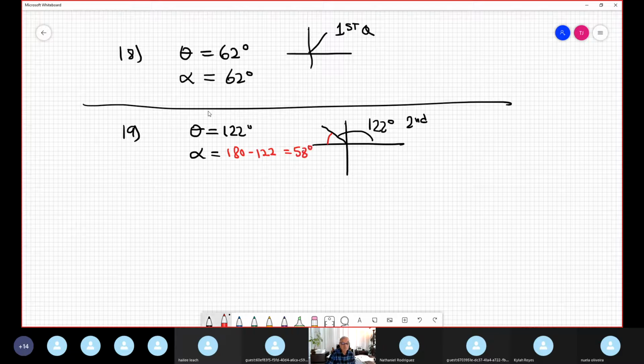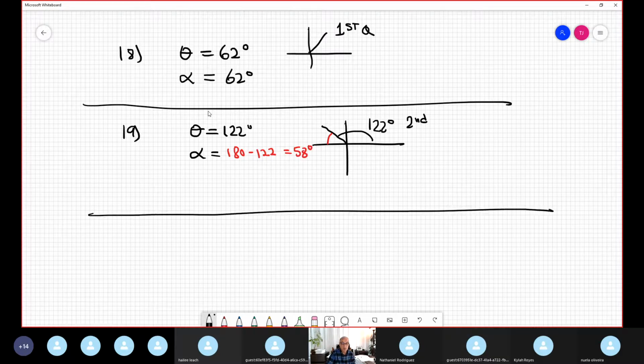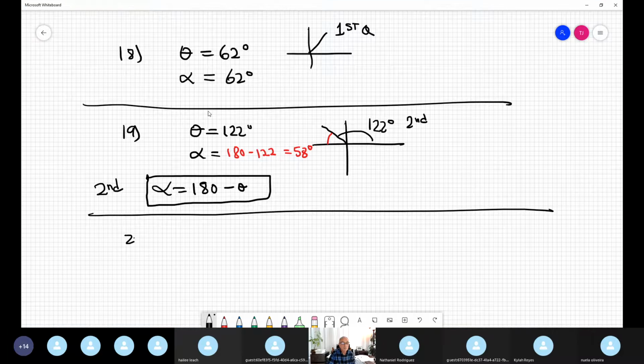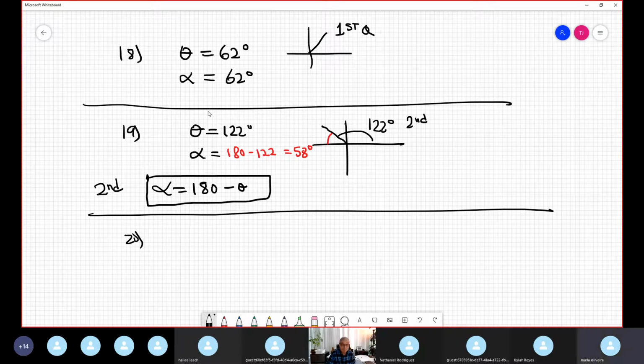Okay? You want the formula? Okay. The formula in the second quadrant is 180 minus theta. Es the formula for finding alpha, que es the reference angle. Good or not good? It's good.